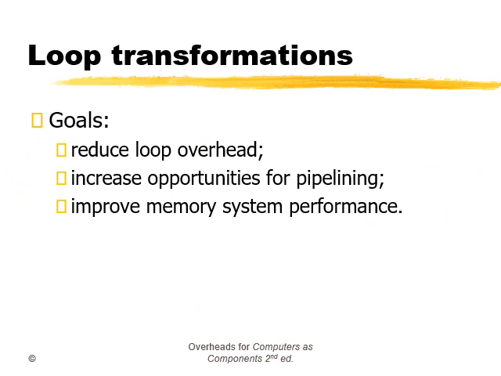Another optimization is loop transformations. In loop transformation, our goal is to reduce loop overhead, increase opportunities for pipelining, and improve memory system performance. Loops are important program structures. Although they are compactly described in source code, they often use a large fraction of computation time. Many techniques have been designed to optimize loops. Let's talk about these techniques.